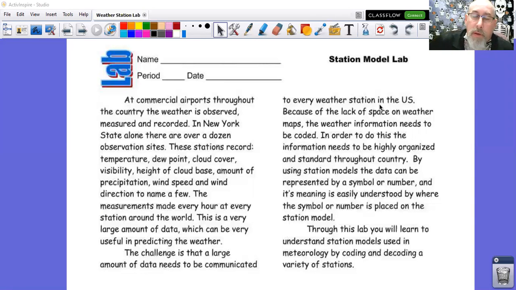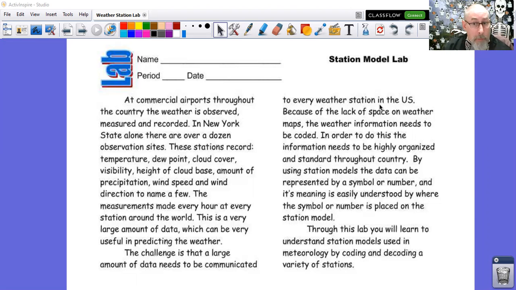All right, today I'm going to go over and explain the weather station model lab. To use the information they give you to complete the different station models. Some of them you're going to be interpreting, and some of them you're going to actually be drawing.